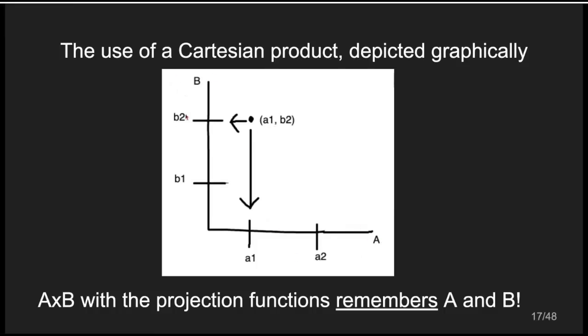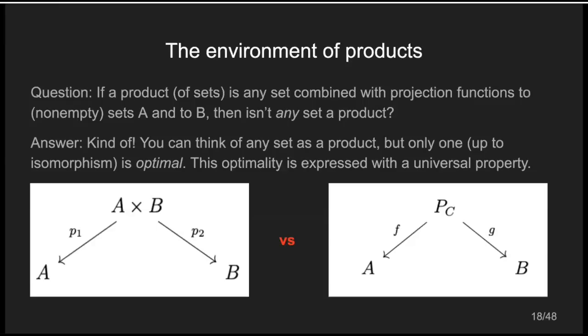I've got this A1 unit and this B2 unit. That's what's going on. What's interesting about this perspective on products is that it lets us ask a question that we couldn't have asked before when we were just looking inside things. There's a new question, which is: if a product of sets is just a set combined with functions to A and B, doesn't any set qualify?